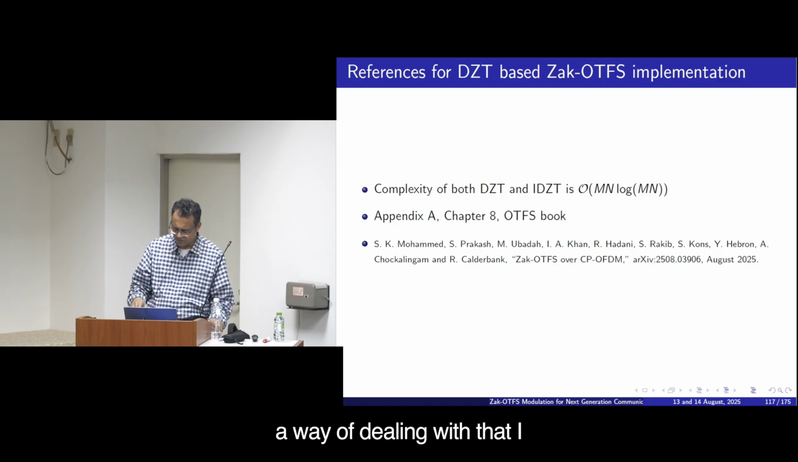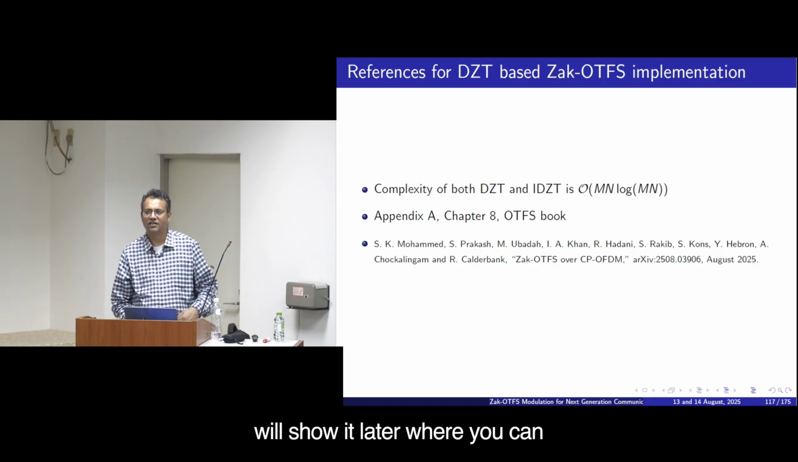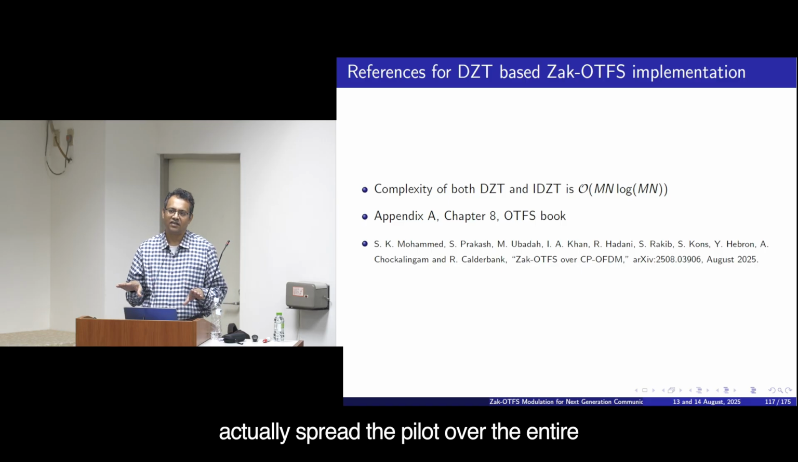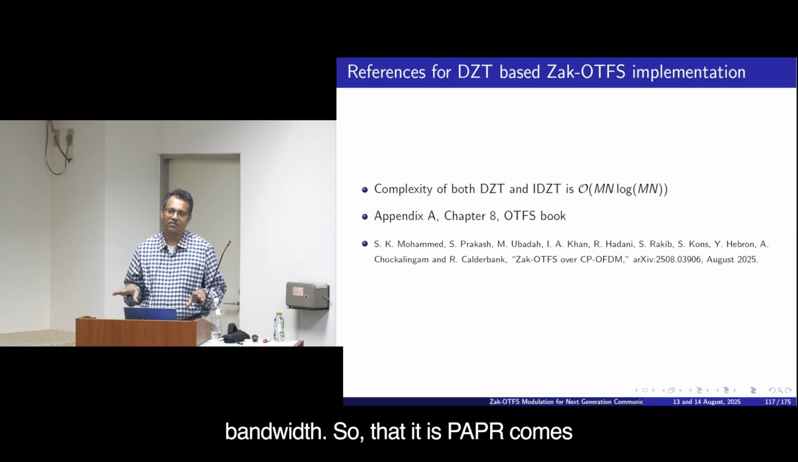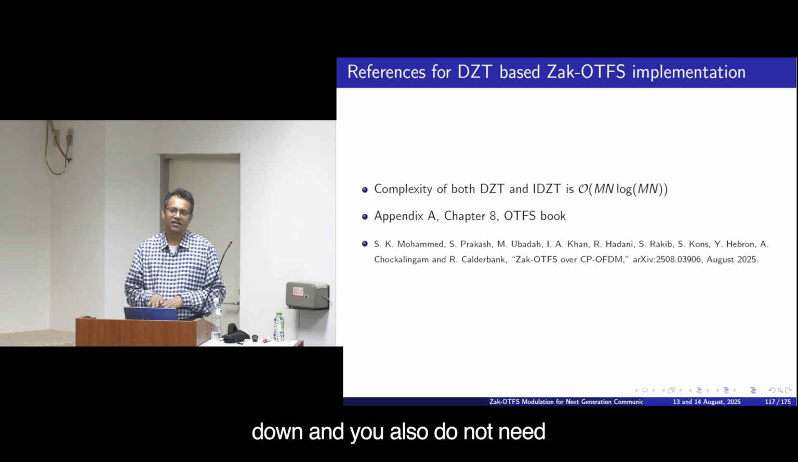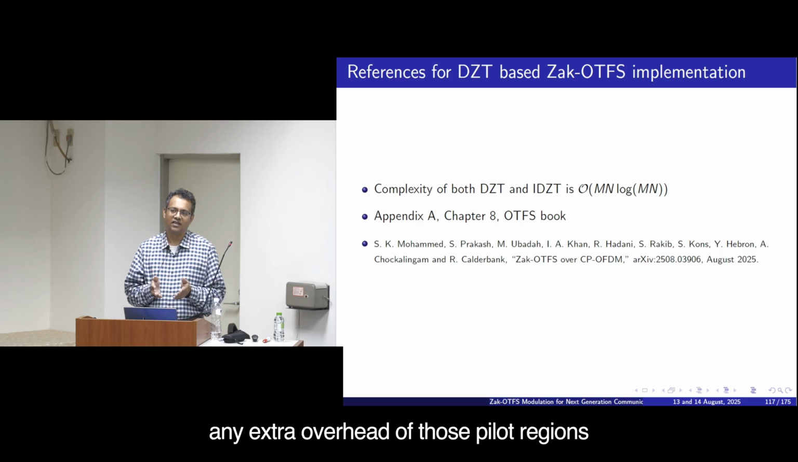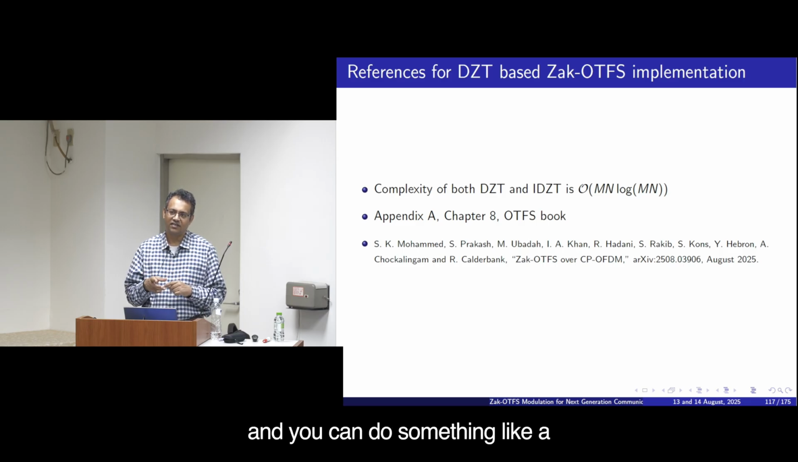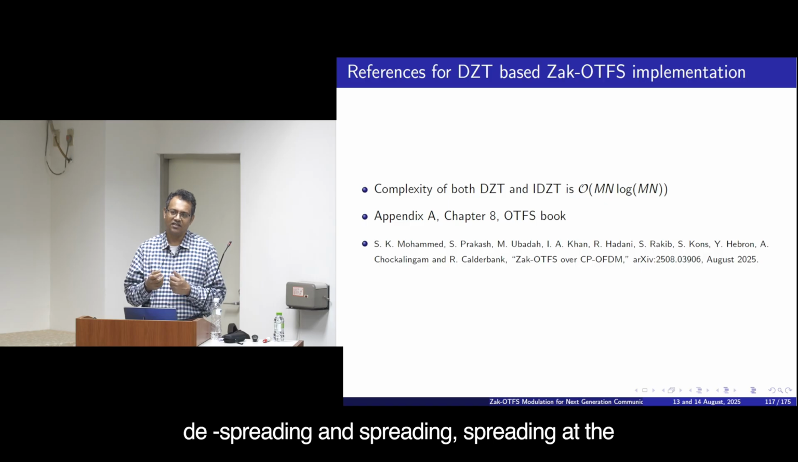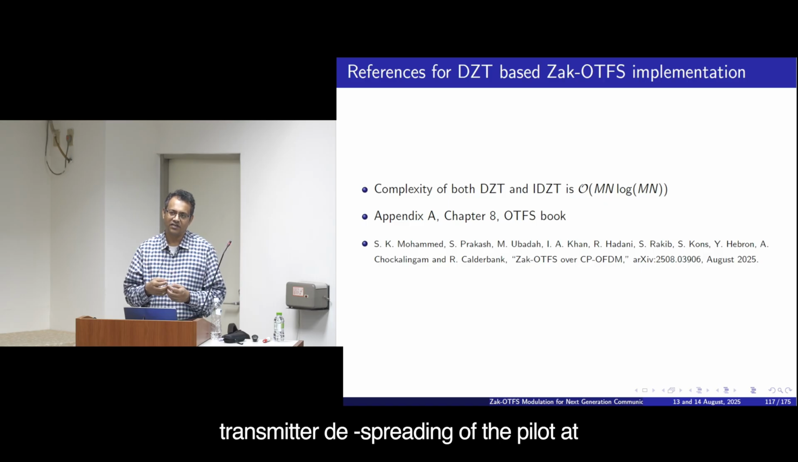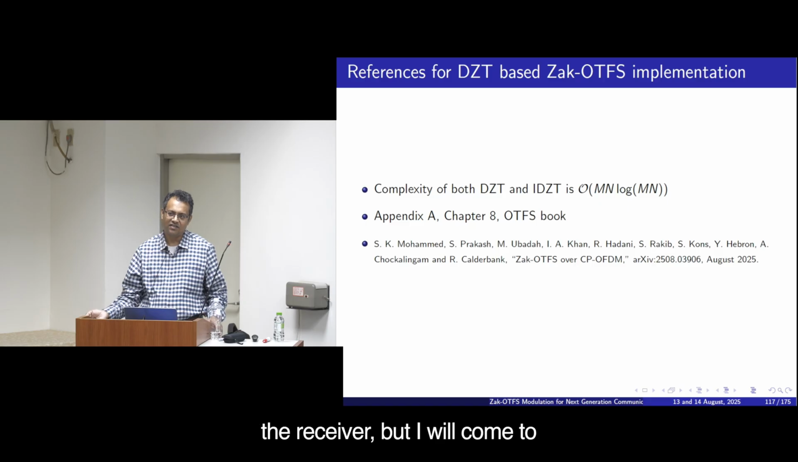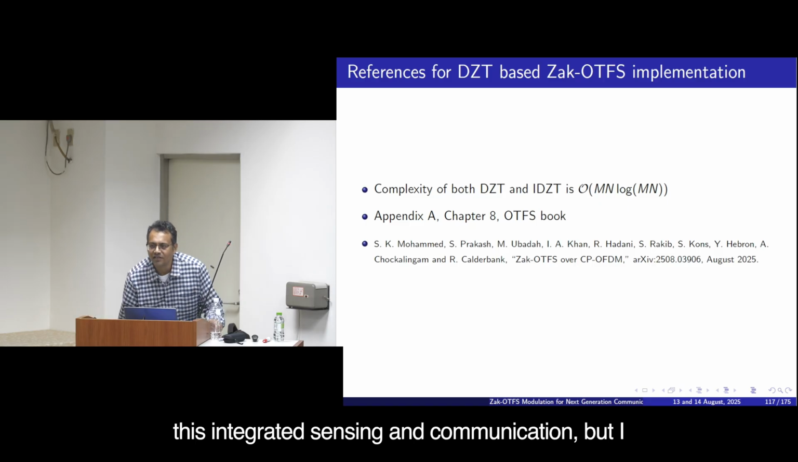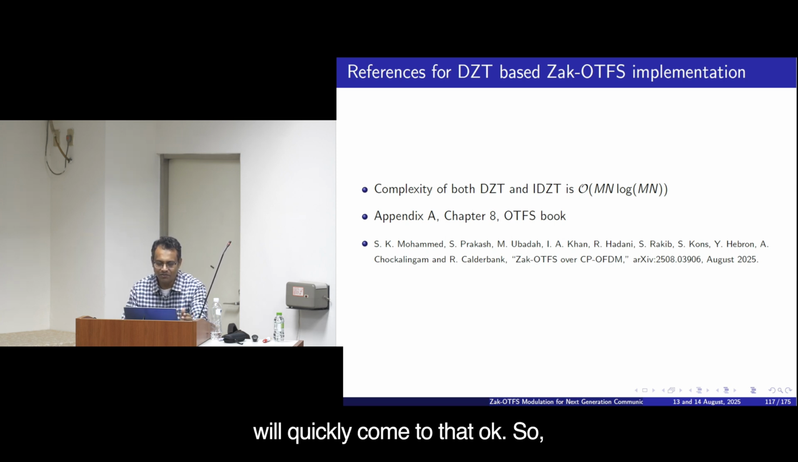And so we have a way of dealing with that. I will show it later, where you can actually spread the pilot over the entire bandwidth so that its PAPR comes down, and you also don't need any extra overhead of those pilot regions. And you can do something like spreading at the transmitter, de-spreading of the pilot at the receiver. But I will come to that. That is what we have for this integrated sensing and communication. But I will quickly come to that, okay.